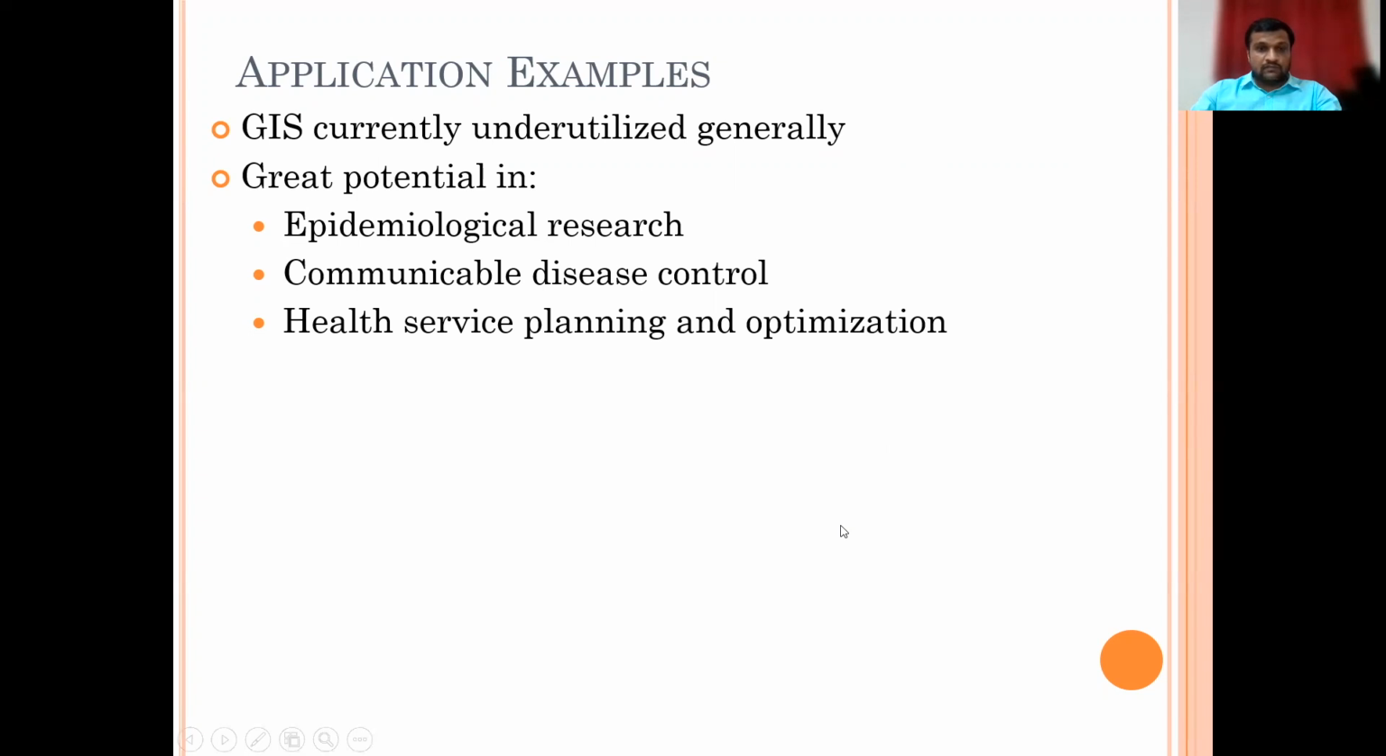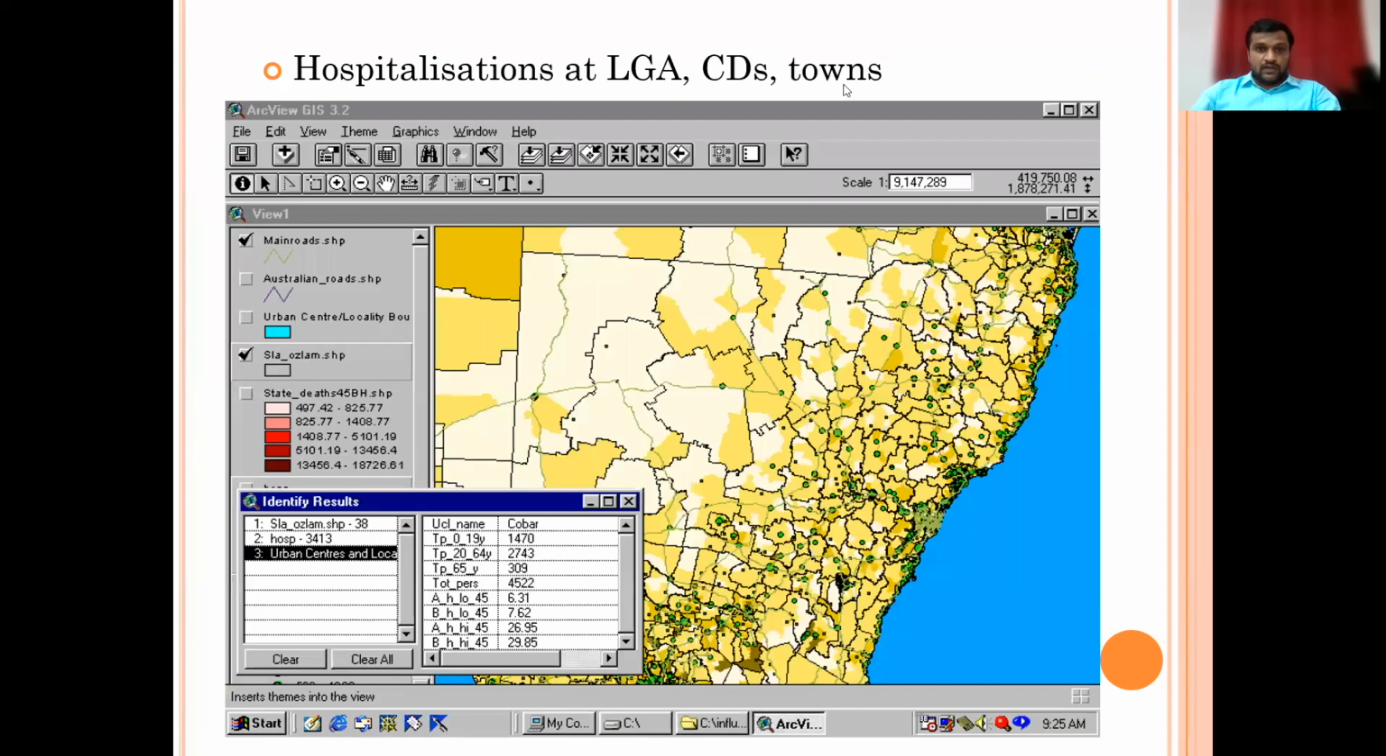These are some other examples of remote sensing and GIS that are currently underutilized. Remote sensing and GIS have great potential in epidemiological research, communicable disease control, health service planning, and optimization. So we have a lot of applications of remote sensing and GIS in health-related studies also. We can also use GIS to locate different hospitals in a city. We can have the database showing how many hospitals there are in a city, so we can have the exact location and the shortest route from your house to the hospital.